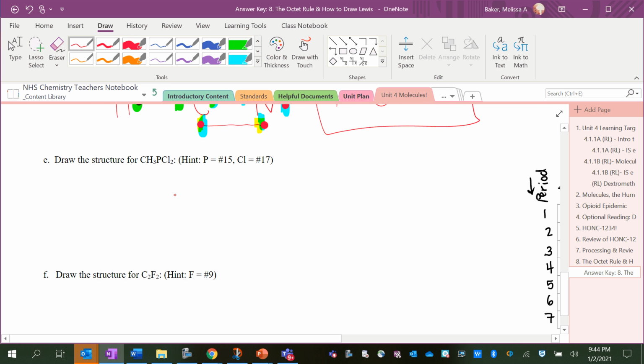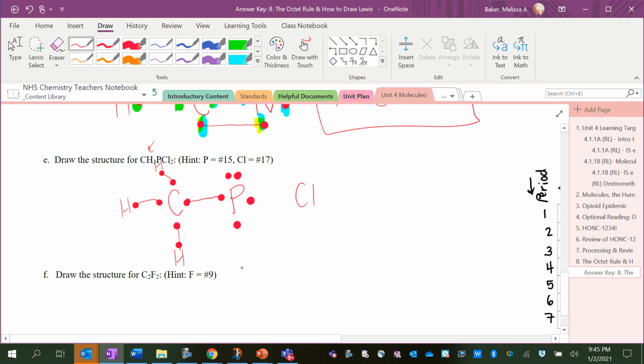All right, next one. Draw the structure for CH3PCl2. So I'm just going to draw the C and the P first. So carbon's in group 4A. Phosphorus is in group 5A. And I want to connect them together once. Now, it says there's 3 hydrogens, so kind of a nice option would be to draw the 3 hydrogens, each connecting to those 3 lonely electrons on the carbon. So 1, 2, 3. And then it says there's 2 Cls.